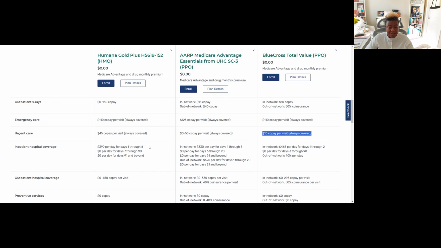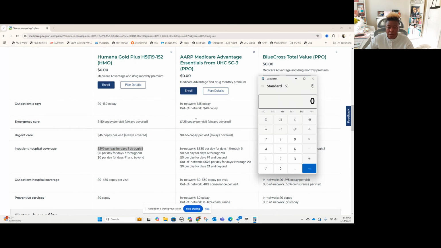This is one where you have to really do some math sometimes, especially if you have people that are in and out of the hospital. So for this inpatient hospital coverage under this Humana plan, the copay the member pays is $399 for days 1 through 6. So for here, you pay $399 times 6 days if you stay in the hospital for all 6 days. So that's $2,394.